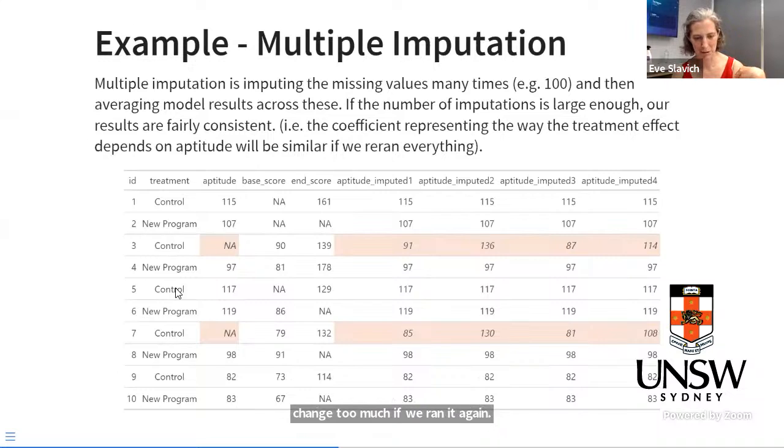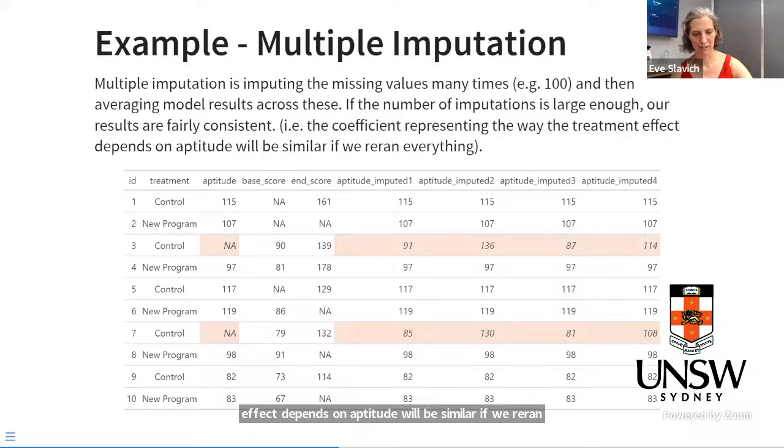And that's where we come to multiple imputation, which is where we'll run that simulation lots of times, like m times, and then we'll average across these. So if the number of imputations is large enough, we'll start to get fairly consistent results, which means that the coefficient representing the way the treatment effect depends on aptitude will be similar if we reran everything.